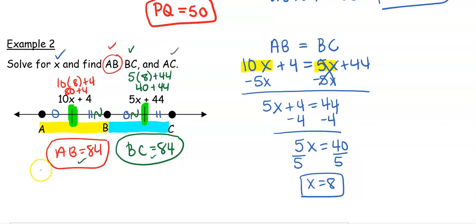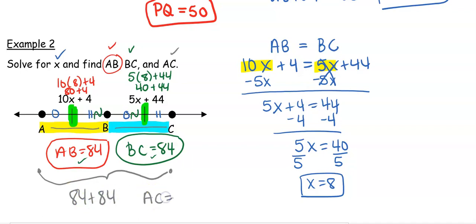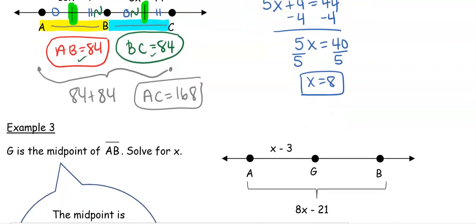All right, our very last one here for example 2 is AC. So AC is the length of the segment starting at A and going all the way to the end of C. So that's going to be segment AB plus segment BC. I have to put those two little segments together to get the big one. So 84 plus 84 is going to make AC equal to 168. Moving on to example 3.